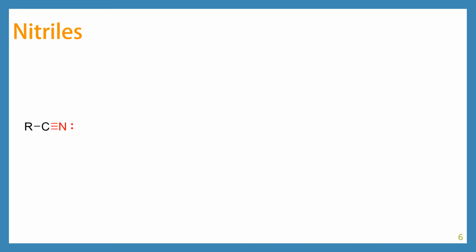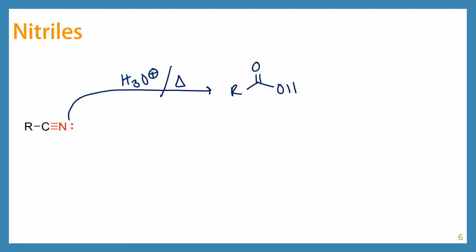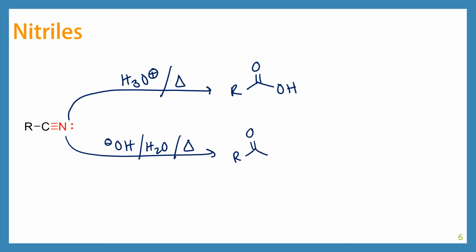Now our last species are the nitriles. Nitriles are also fairly unreactive. So if we want to hydrolyze a nitrile, it's going to take aqueous acid, and heat is a must. And we can get a carboxylic acid, or we can do this in basic conditions with heat and get the carboxylate.